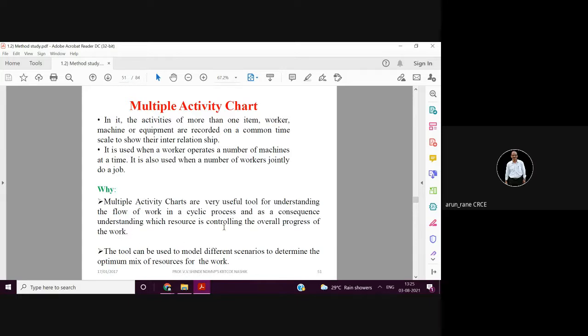Why it is required? Because it's a very useful tool for understanding the flow of work in a cyclic process, means repetitive process, and as a consequence understanding which resource is controlling the overall progress of the work. तो अपने को मालूम पड़ता है कि who is the main resource person on which the activities of others are dependent, ठीक है, that is one thing. Then the tool can be used to model different scenarios to determine the optimum mix of resources for the work.